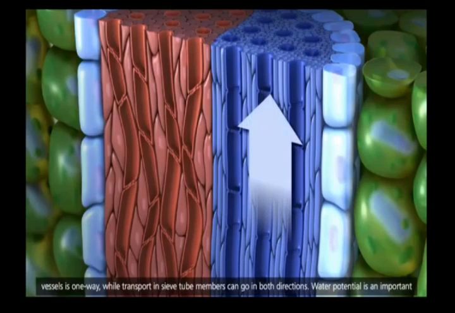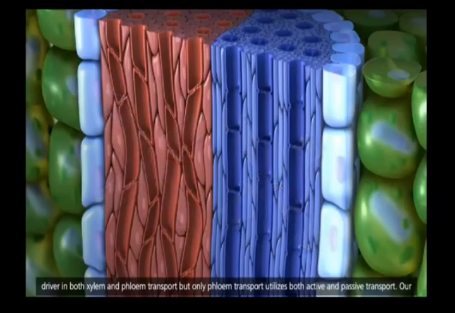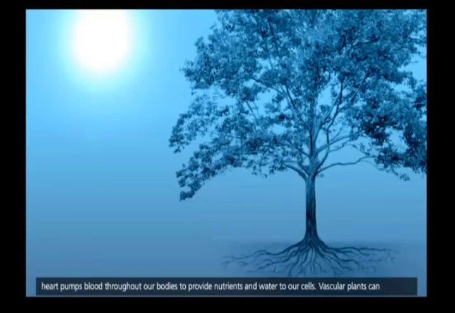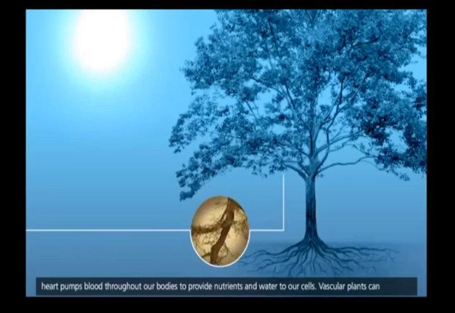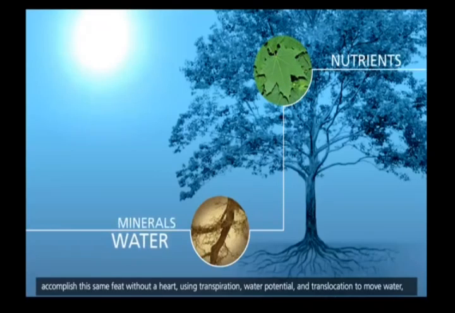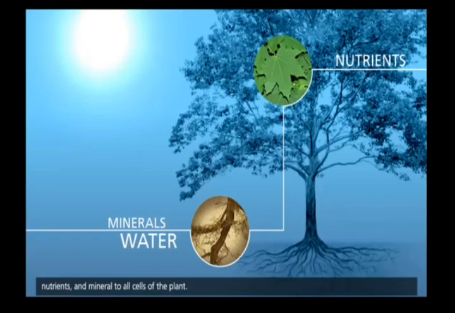Water movement in vessels is one way, while transport in sieve tube members can go in both directions. Water potential is an important driver in both xylem and phloem transport, but only phloem transport utilizes both active and passive transport. Our heart pumps blood throughout our bodies to provide nutrients and water to our cells. Vascular plants can accomplish this same feat without a heart, using transpiration, water potential, and translocation to move water, nutrients, and minerals to all cells of the plant.